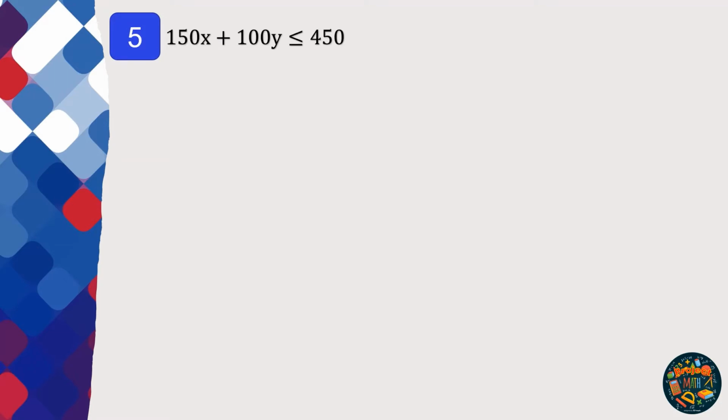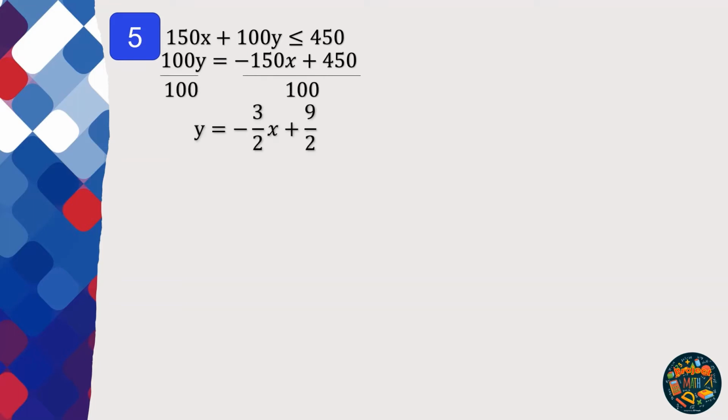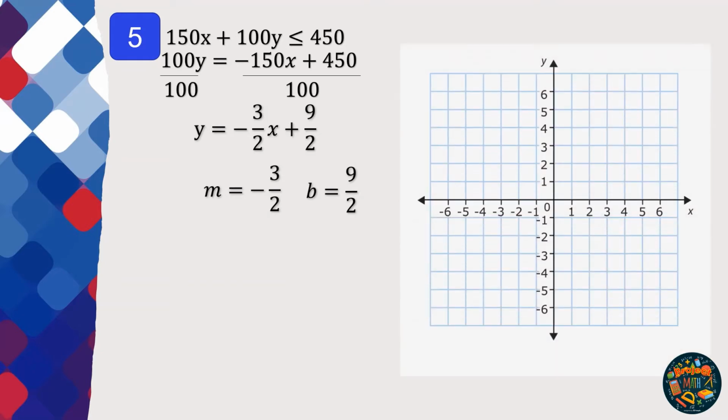Let's graph 150x plus 100y is less than or equal to 450. So translate or transform first the inequality into an equation. Then write it into slope-intercept form. Okay, so we have in the slope-intercept form, y is equal to negative 3 over 2 x plus 9 over 2. Then, identify the slope and the y-intercept. Then locate it on the Cartesian plane.